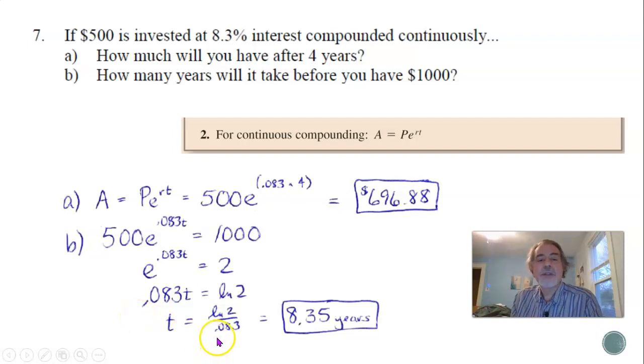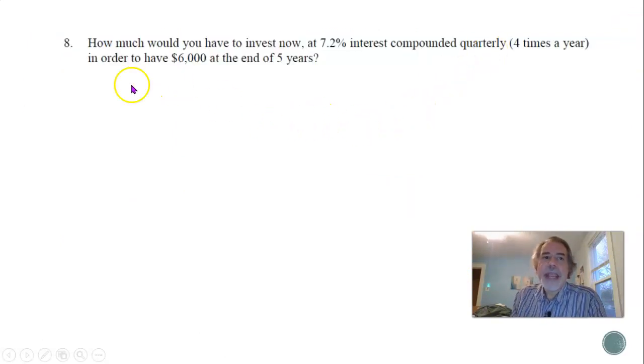So t equals the natural logarithm of 2 divided by 0.083, and that comes out to be about 8.35 years. Number 8, how much would you have to invest now at 7.2% interest compounded quarterly, that is 4 times a year, in order to have $6,000 at the end of 5 years?